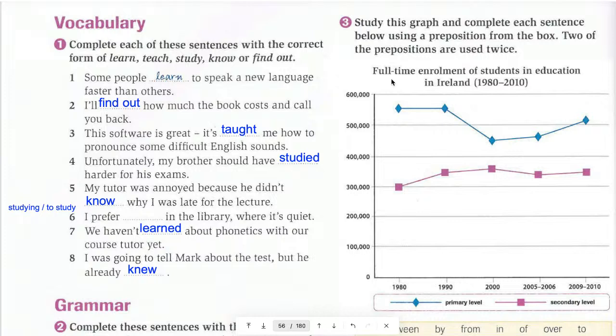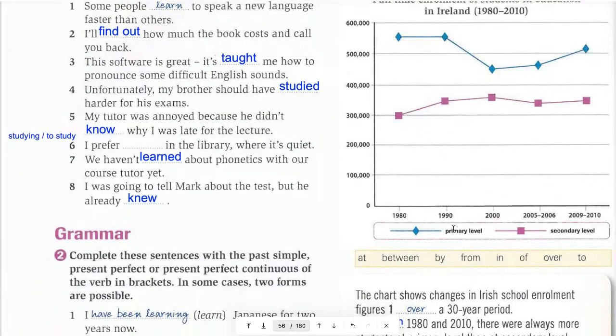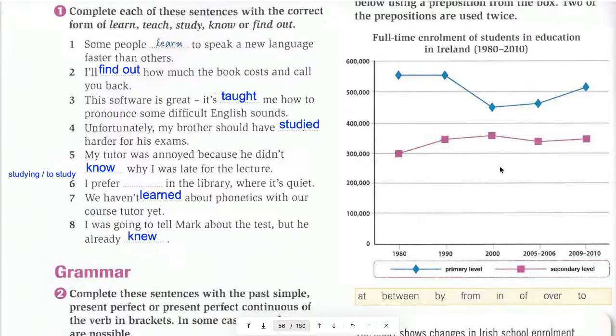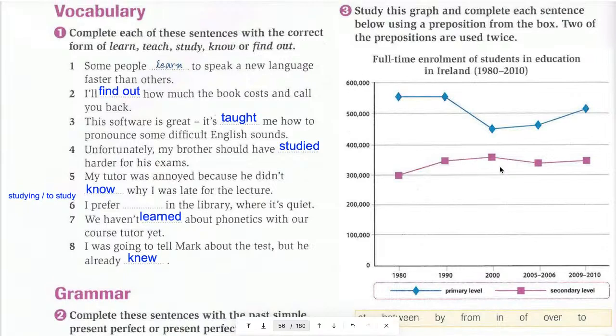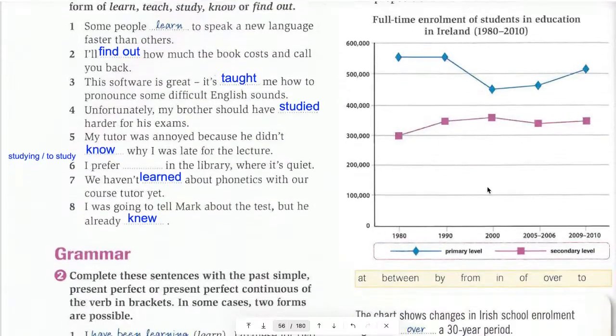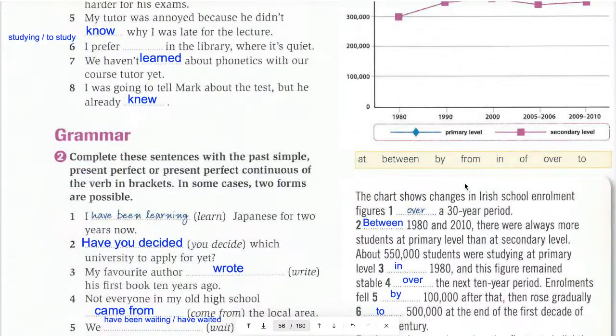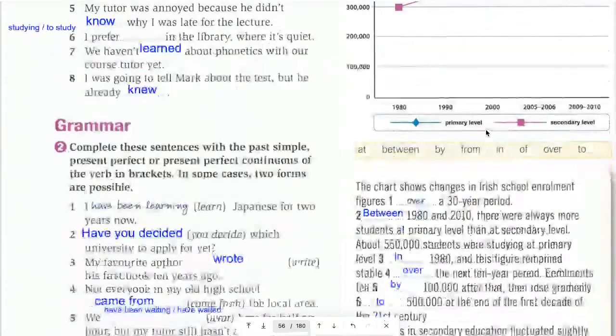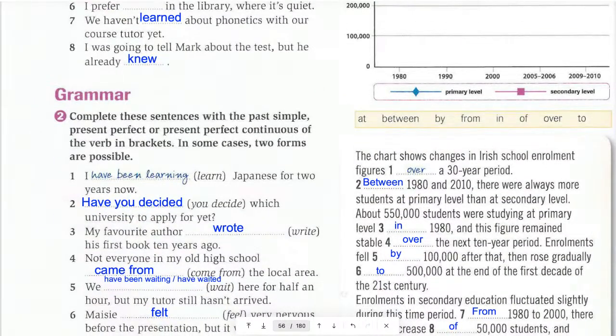For example, in this case, you see from the chart here, you have the title of the chart. They say full-time enrollment of students in education in Ireland, 1980, 2010. Okay, and also you have something like primary level and secondary level. Those are the things you can use in the introduction as well. It's up to you, okay? But of course, the title, that is the questions, the things they're asking you to do, and also the title or what you can see from the chart or the graphs, you have to write them there. Okay, the main things only, not in details.